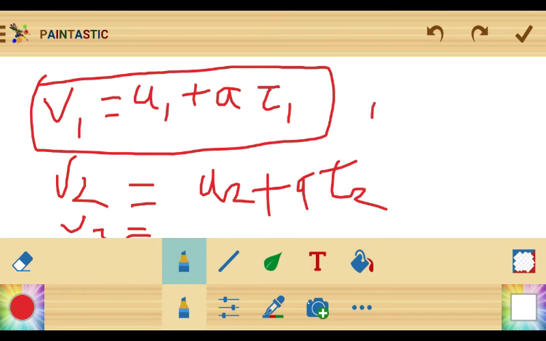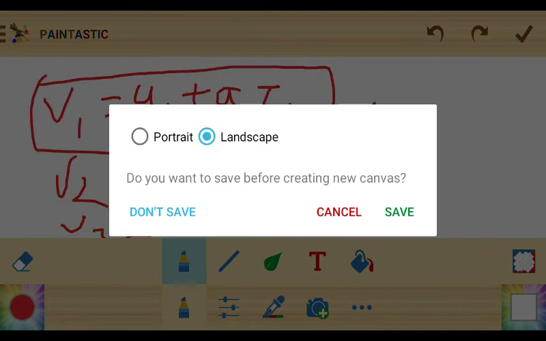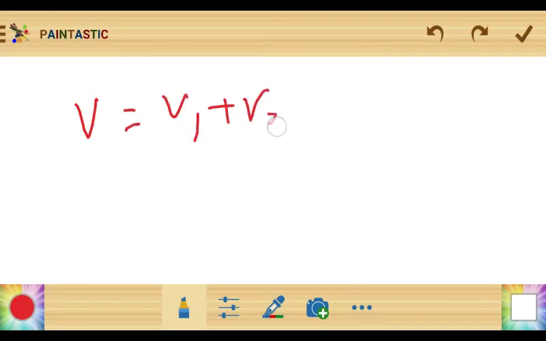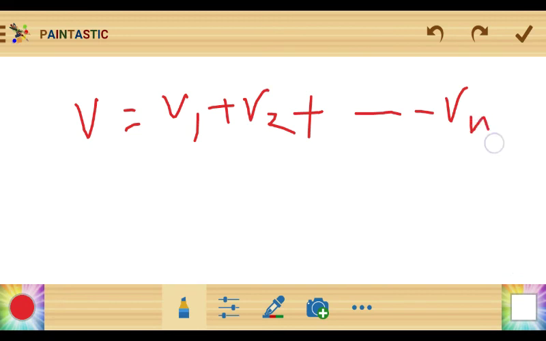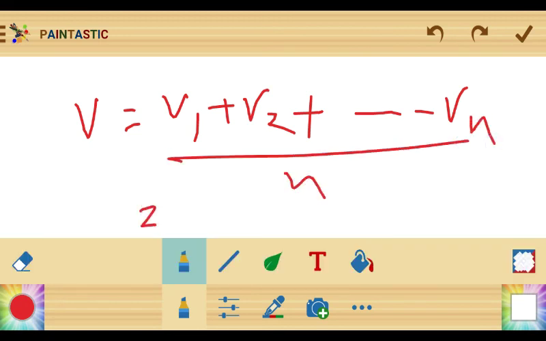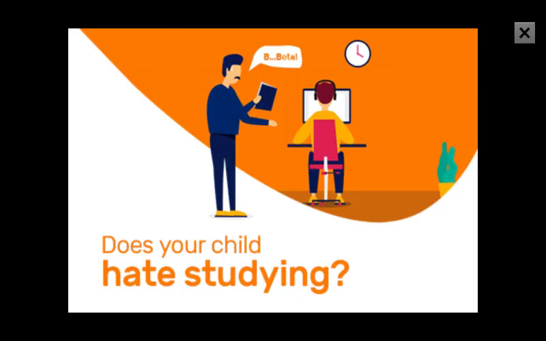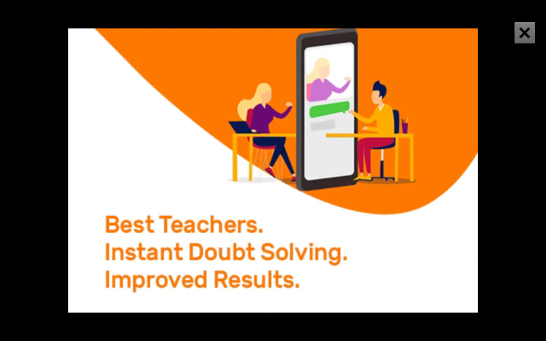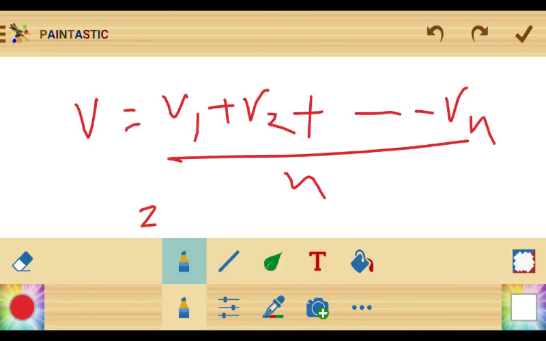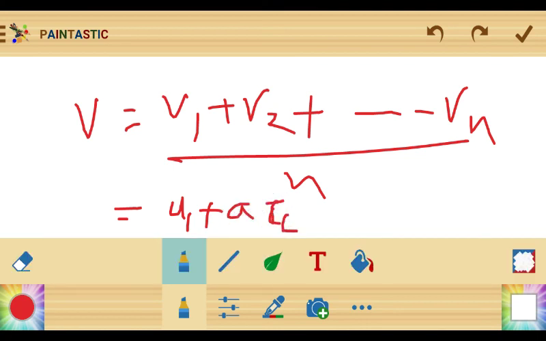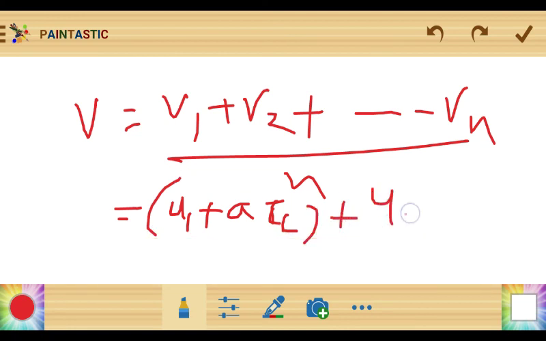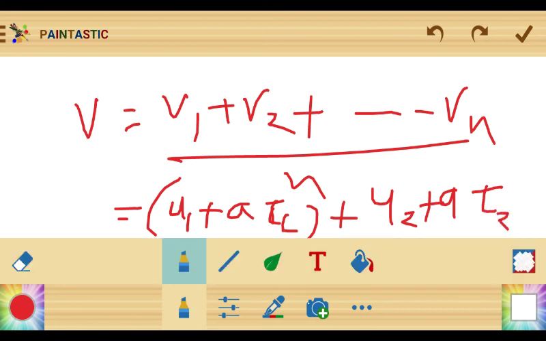So the net average velocity of all the free electrons would be, how do we calculate the average velocity? Simply v is equal to (v1 + v2 + ... + vn) upon n. And as we have just done, v1 is u1 plus a tau1, this is the first term, then v2 will be u2 plus a tau2, where tau2 is the relaxation time for the second electron, and so on, upon n as well.